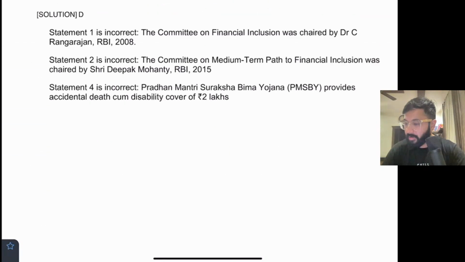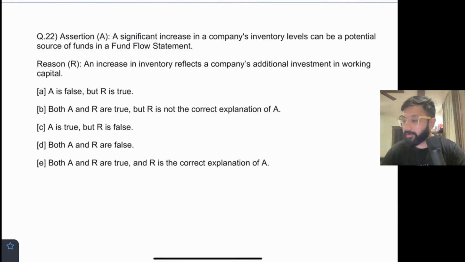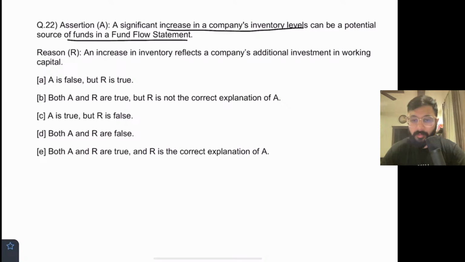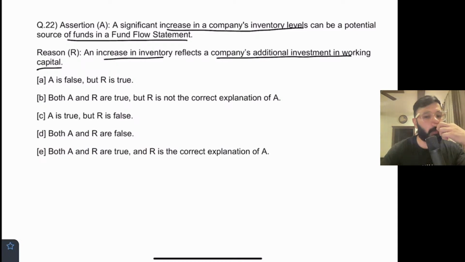आगे चलें. क्वेश्चन नंबर 22. असर्शन रीजन. सिंपल होते हैं नॉर्मली क्वेश्चंस. A significant increase in a company's inventory level can be a potential source of funds in the fund flow statement. Inventory बढ़ी तो funds बढ़ गए. An increase in inventory reflects a company's additional investment in working capital.